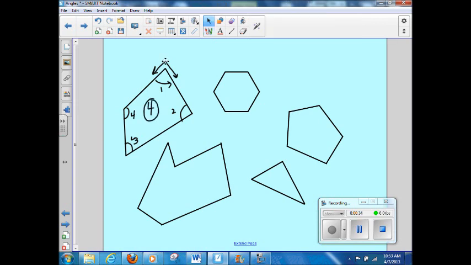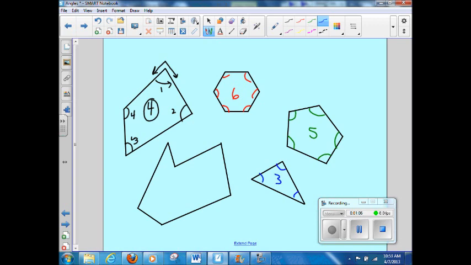Going on to the figure to the right, we'll count the angles again. One, two, three, four, five, six. This figure has six angles. Moving along clockwise, we're looking at the angle here, and here, and here, and here, and here. So we can see that this figure has five angles. Looking at the next figure we recognize as a triangle, there's an angle there, here's an angle, and there's an angle. This figure has three angles.